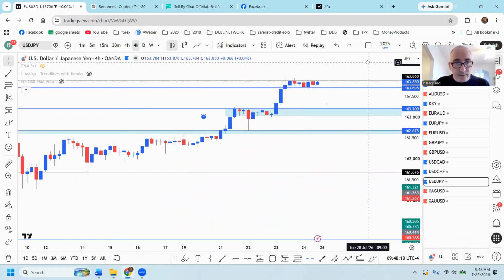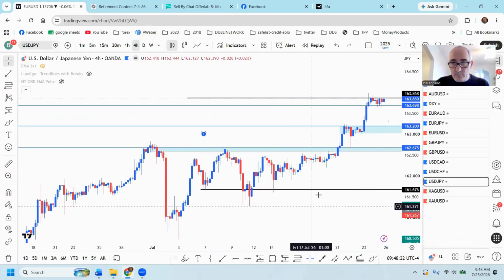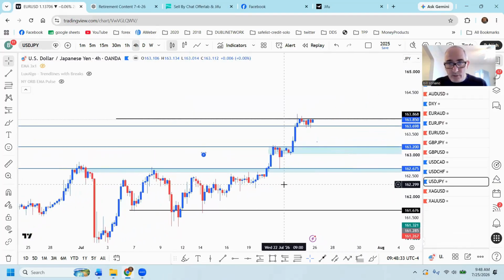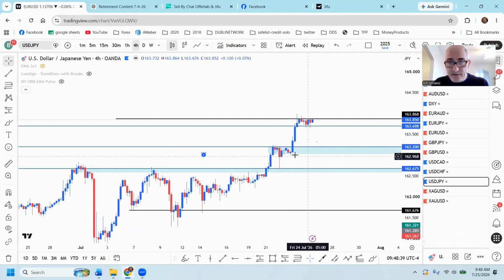Look on the 4-hour time frame, we're bullish on this. Looking at our last 3 highs and lows, we can see that the last break of structure here was to the upside, and we would stay bullish on this until this area down here, until we get a break of structure in this area down here around 162.929.